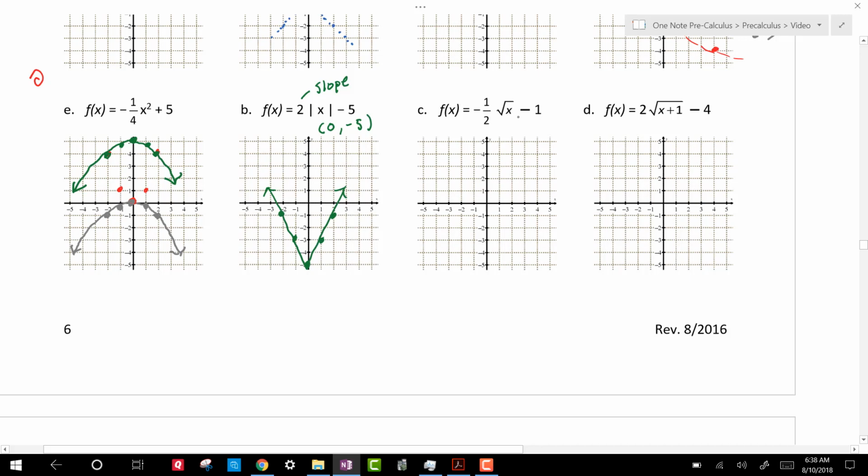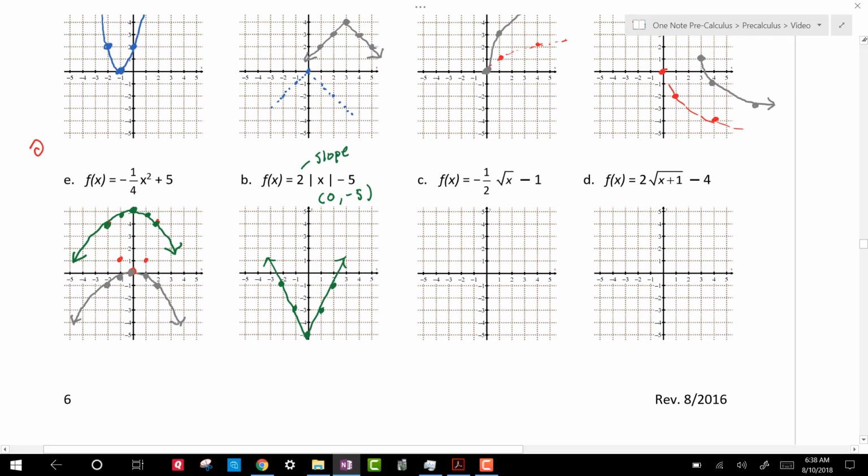Next one, square root function that's been multiplied by negative 1/2 and then dropped 1. So I'm going to go back and use my graph up above to help me out here. So there's my parent function in red, and I need to flip it, and I need to compress it by 1/2. So let's take our negative 1/2 right here in front and multiply it by the 3 y values. 0 times negative 1/2 is going to be 0. 1 times negative 1/2 is going to be negative 1/2. And 2 times negative 1/2 is going to be negative 1.